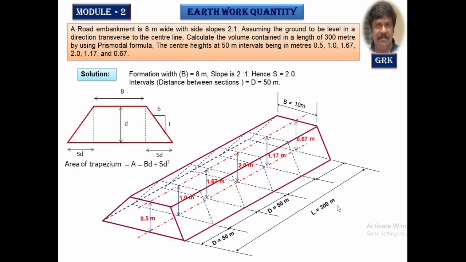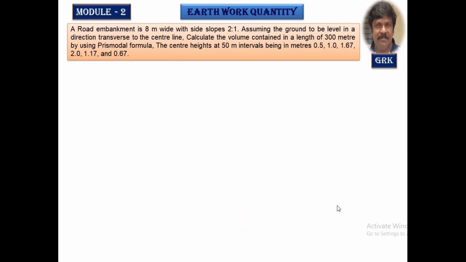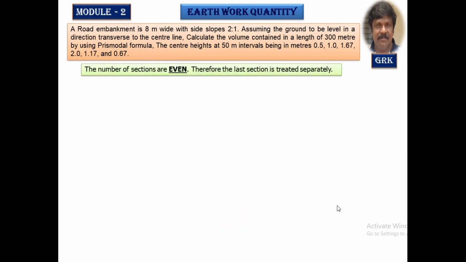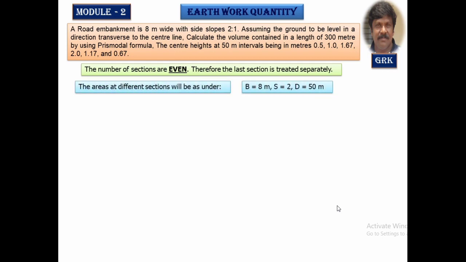Area as usual, BD plus SD square. The last part of the section is treated separately. Let us understand that. I'll calculate the area of each section.